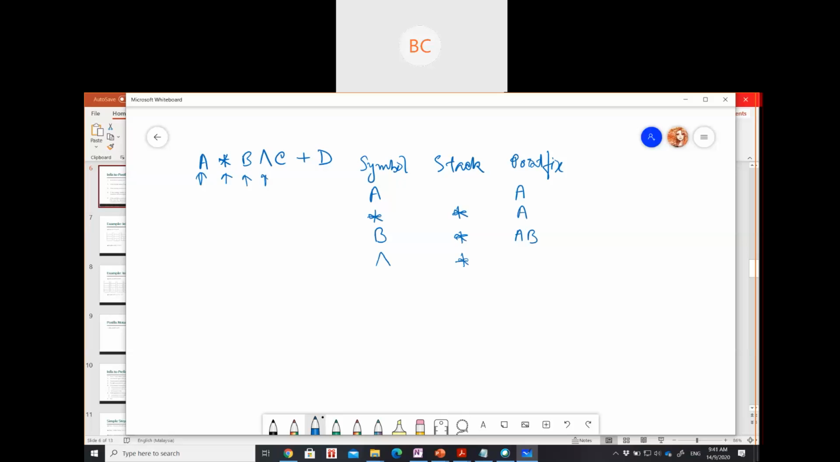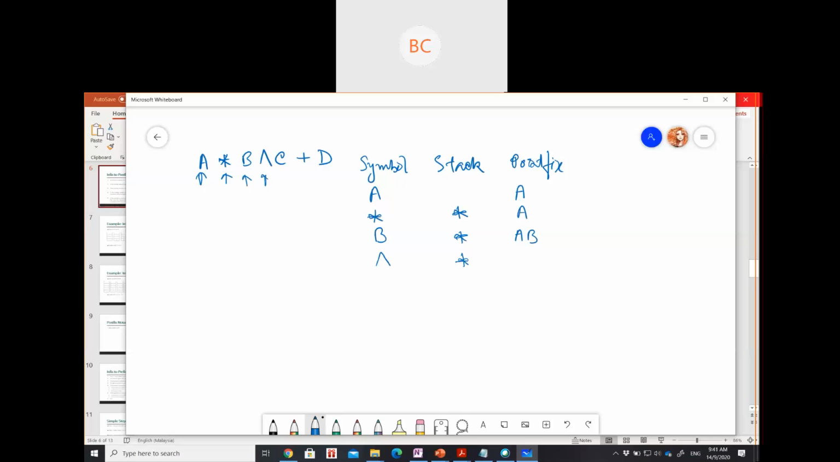Correct? But your exponential is right associative. Normally your multiplication, division, plus, minus, those are left associative. Correct? Multiplication and division have the same precedence, therefore they will follow left associativity, and addition and subtraction also have the same precedence, therefore they will also follow left associativity. But in case of exponential, it will follow right associativity.